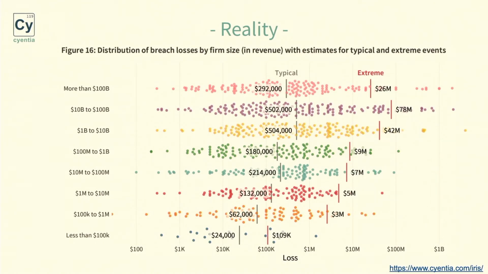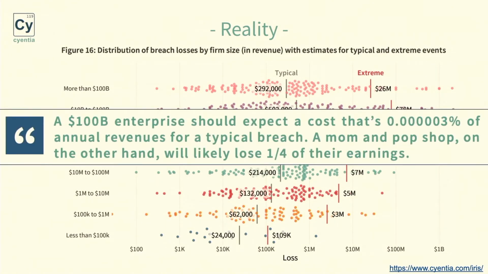If you go upstream a little bit to the greater than $100 billion organizations, they have a median loss of $292,000. That seems like a lot more money, but when you do the math, you realize that that represents a tiny, tiny, tiny fraction of their annual revenues for a $100 billion company. And again, for that mom and pop shop, it's about a quarter of their revenue.